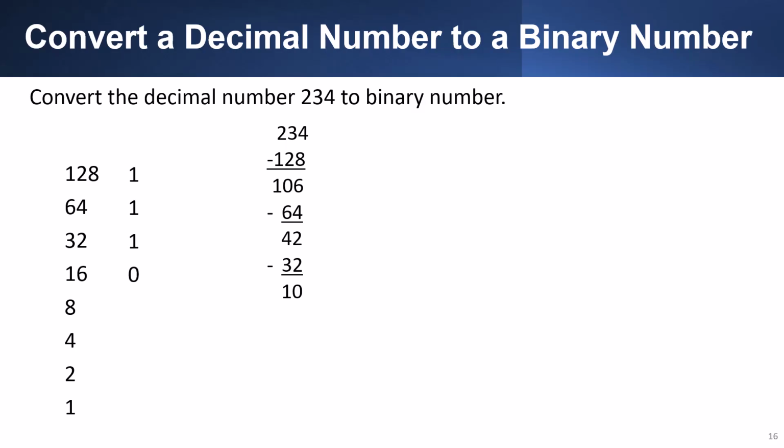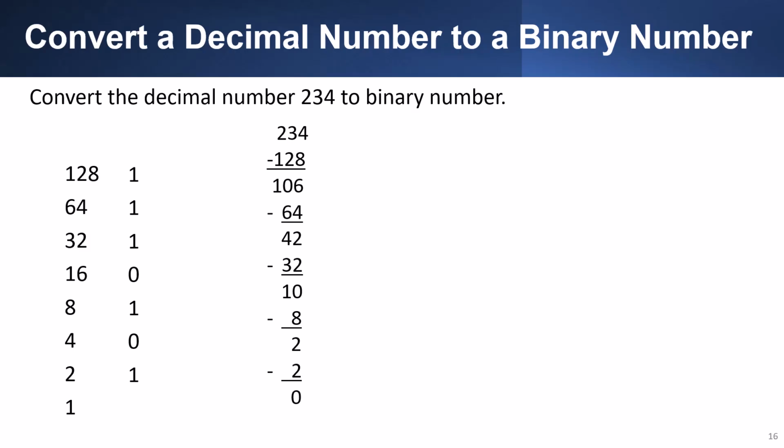Can you subtract 8 from 10 and still have a non-negative number? Yes, so put a 1 next to 8 and subtract 8 from 10. Can you subtract 4 from 2 and still have a non-negative number? No, put a 0 next to 4. Can you subtract 2 from 2 and still have a non-negative number? Yes, so put a 1 next to 2 and subtract 2 from 2.